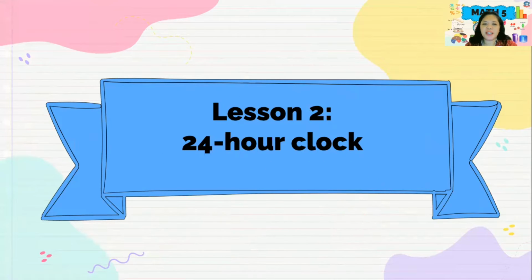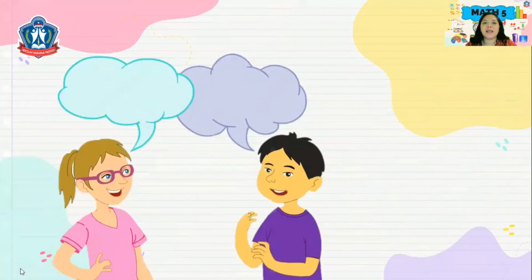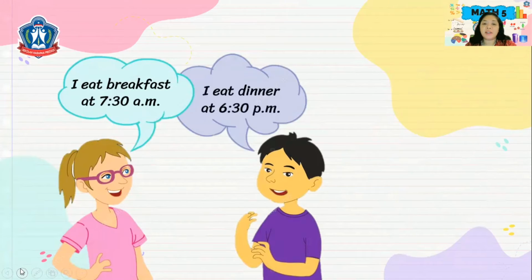Let's continue with Lesson 2, the 24-hour clock. We will discuss how to read the clock using the 24-hour clock notation. Look at these two children. Let's read what they're saying. I eat breakfast at 7:30 a.m. I eat dinner at 6:30 p.m.